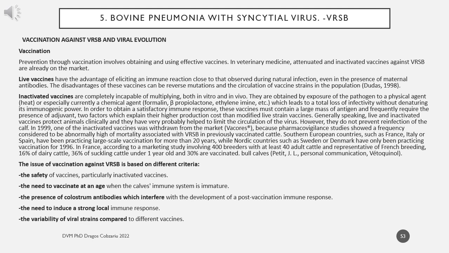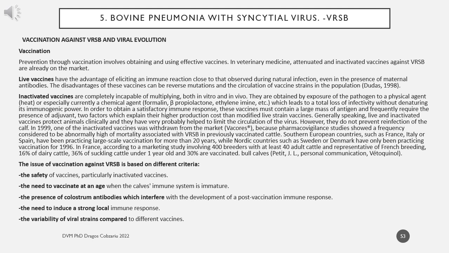In France, according to a marketing study involving 400 breeders with at least 40 adult cattle and representative of French breeding, 16% of dairy cattle, 36% of suckling cattle and 30% of calves under 1 year old are vaccinated. The issue of vaccination against VRSB is based on different criteria.